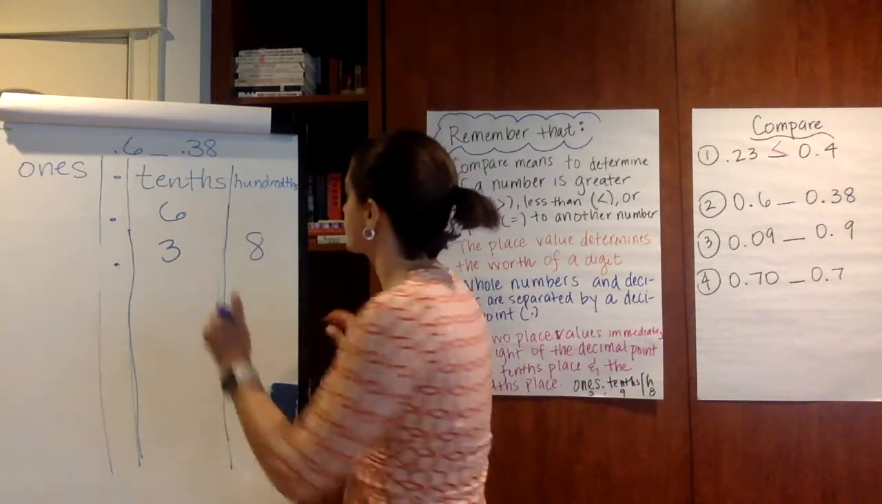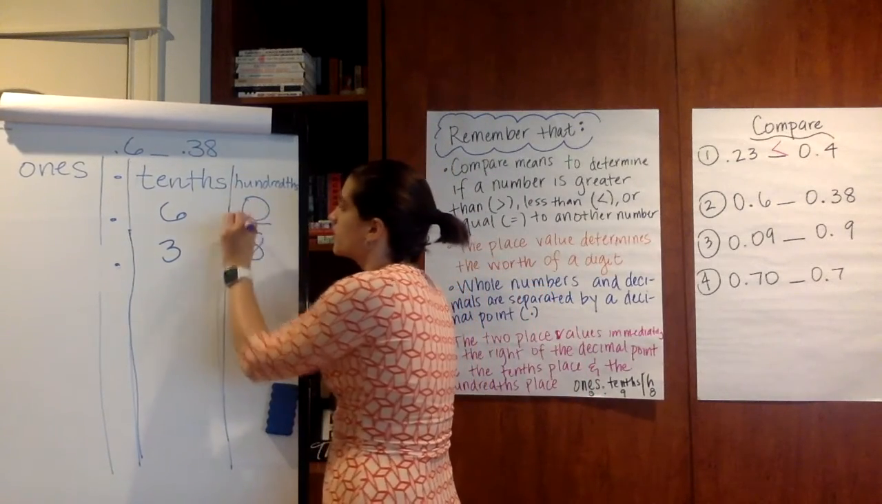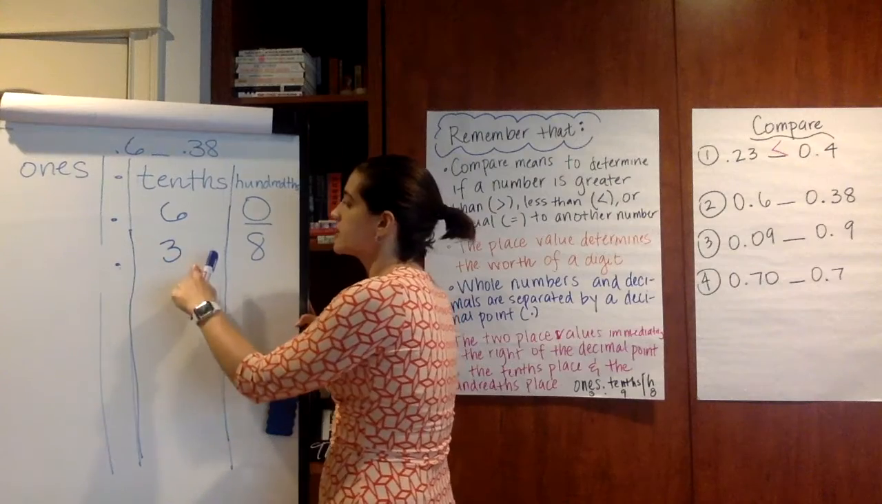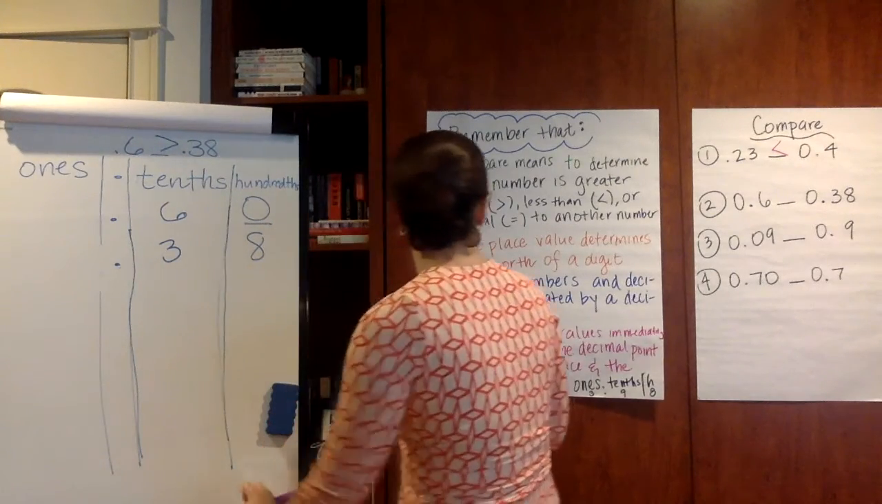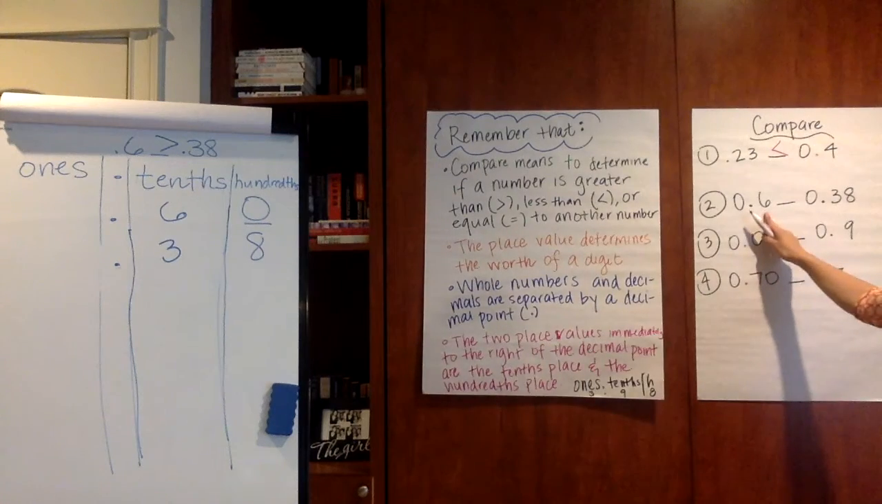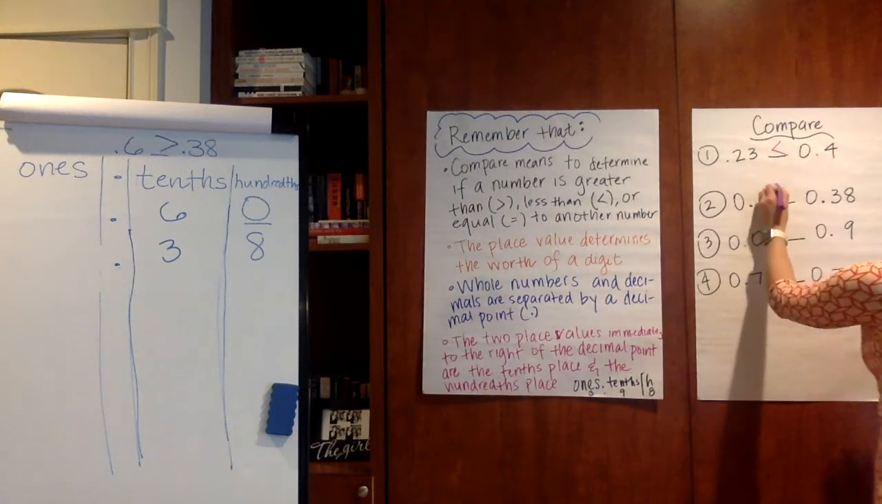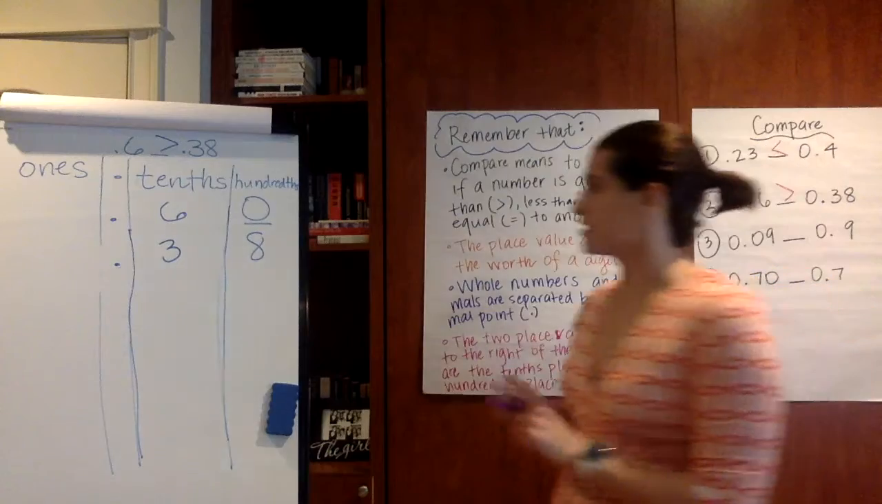Again, you can add the 0 here to really help you notice that 60 hundredths is indeed bigger than 38 hundredths. So the second one, 6/10 or 60 hundredths, is bigger than 38 hundredths.